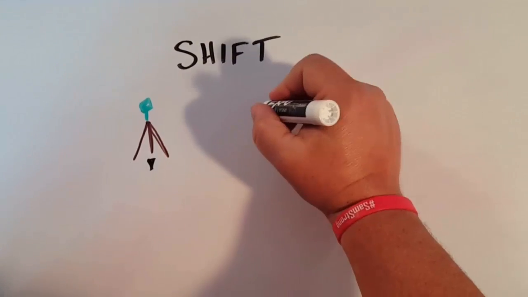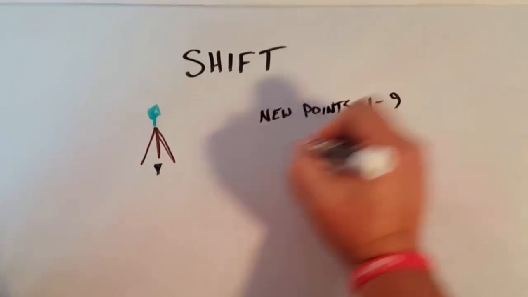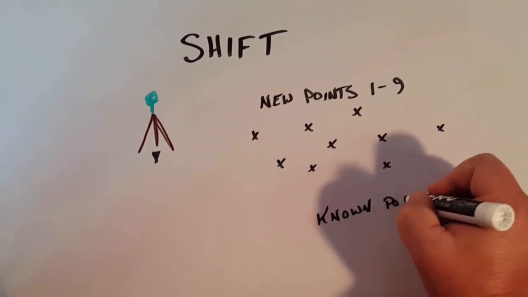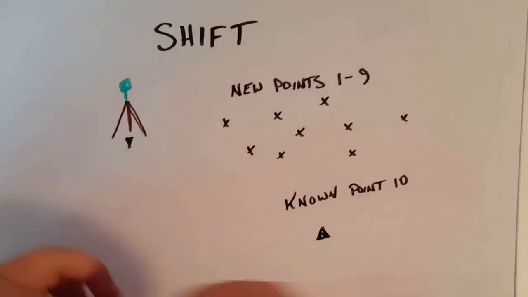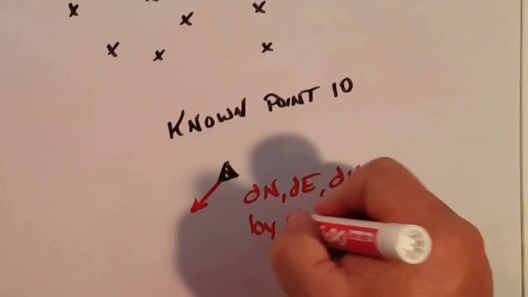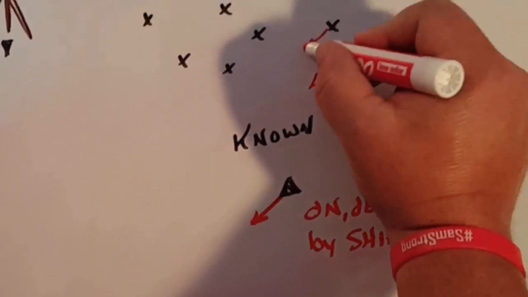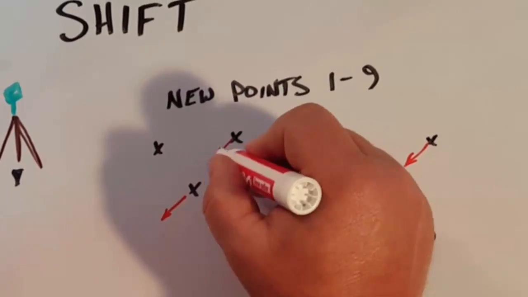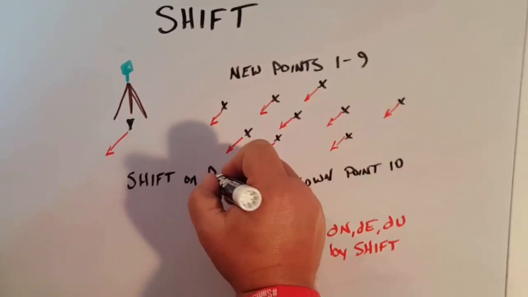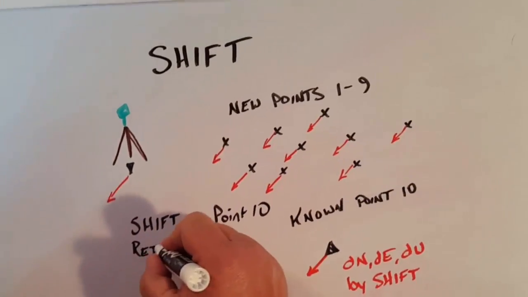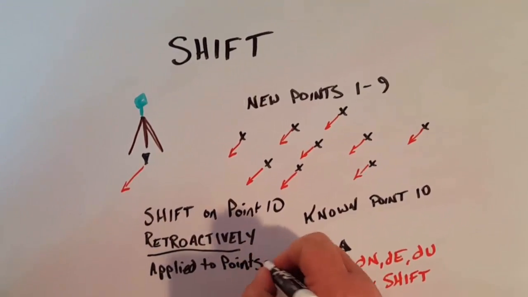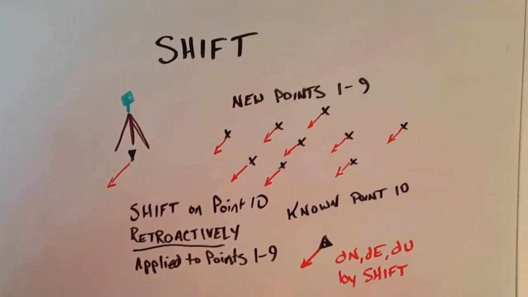If you're in the field and it makes better sense to tie in a few new points that you don't know coordinates for, you can begin with that and then occupy the known point later and shift. And the shift is going to retroactively shift all those points before. So you could conceivably shoot points 1 through 9 and then shift on point 10. And then it's going to shift points 1 through 9 as well as 10, and then anything beyond 10. So a lot of flexibility with shift. You don't have to do this first, but that's how we're going to do it in our example.